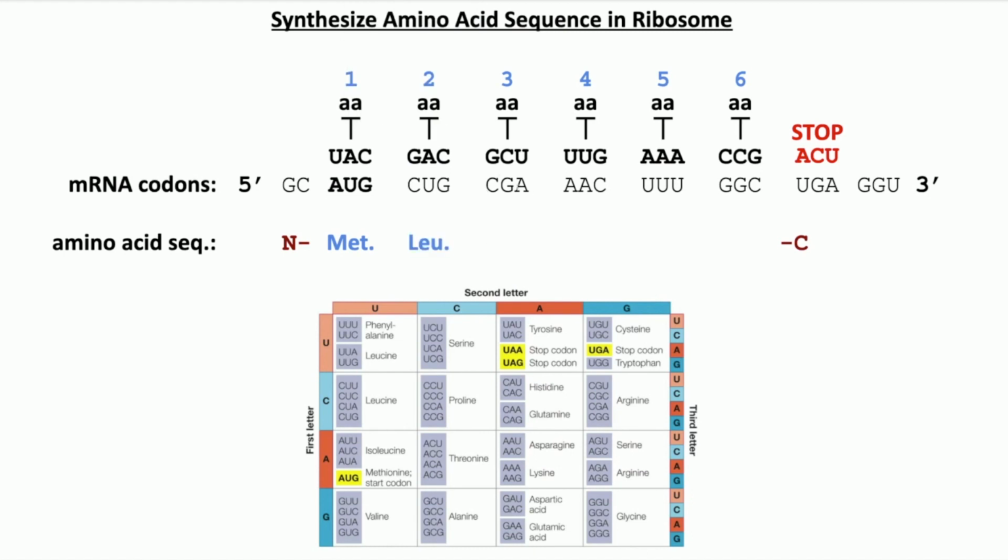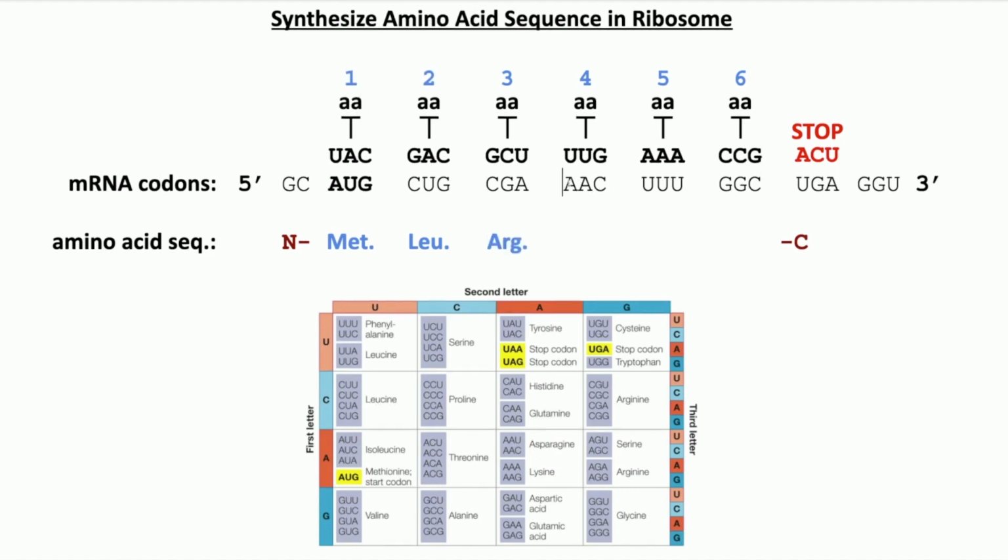The third codon is CGA. CGA is arginine. It's the third amino acid that we're adding. The fourth codon is AAC. So we find AAC: asparagine. We're going to add that. The fifth one is UUU, and that's phenylalanine. The sixth one we have here is GGC, and we'll find that GGC is right here: glycine.